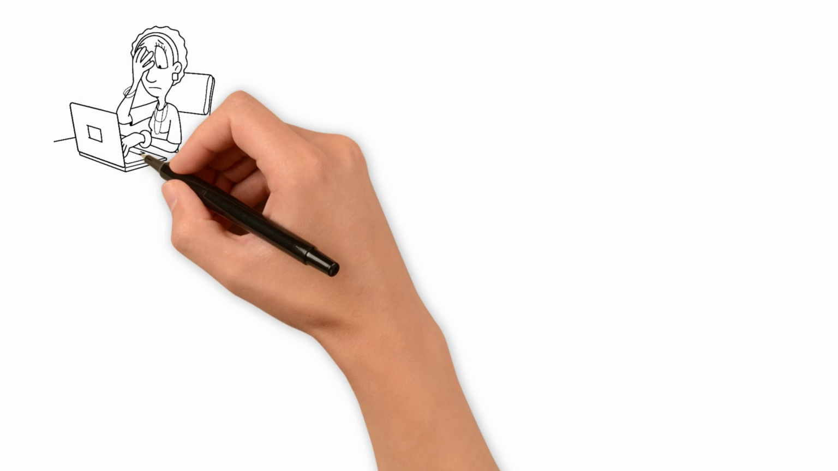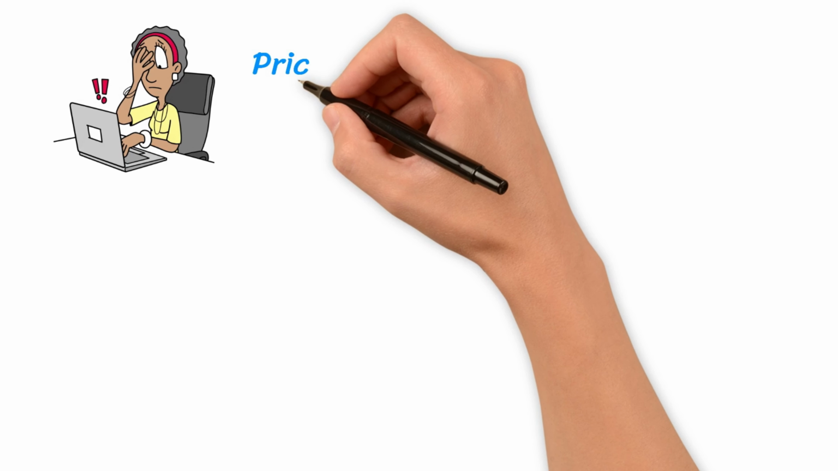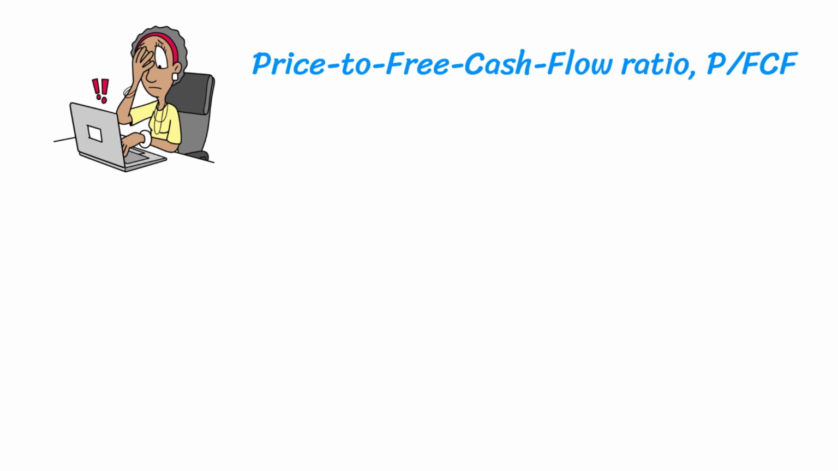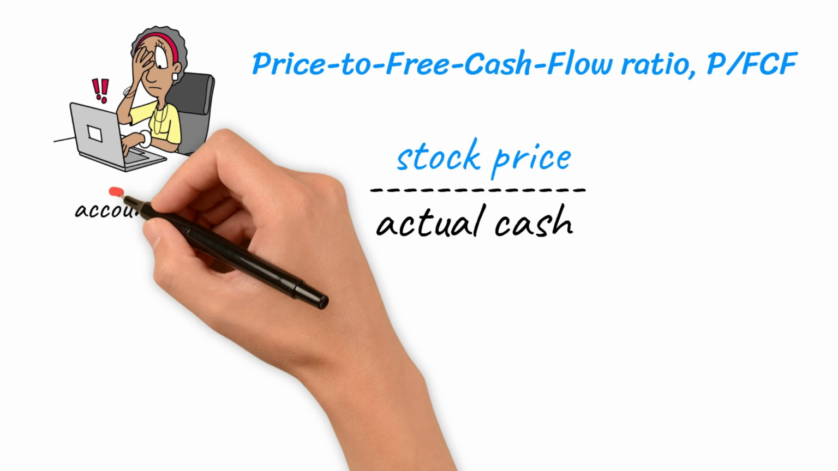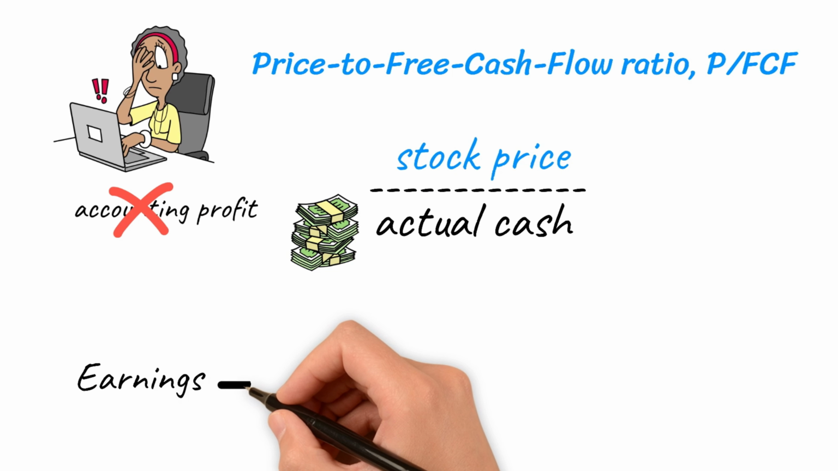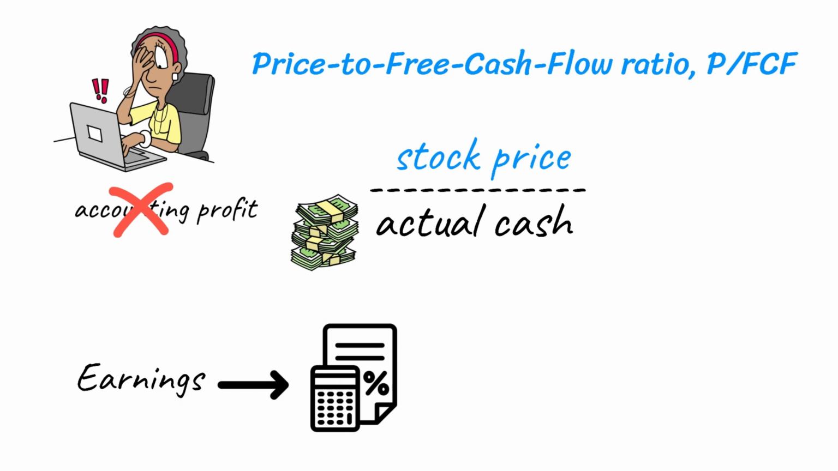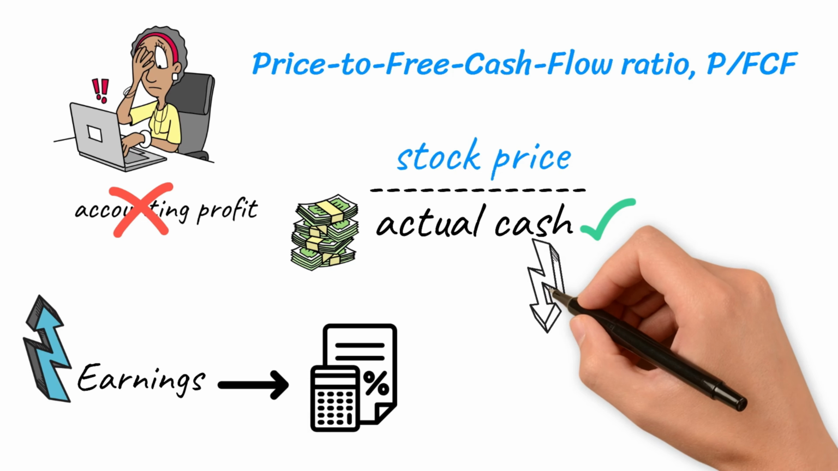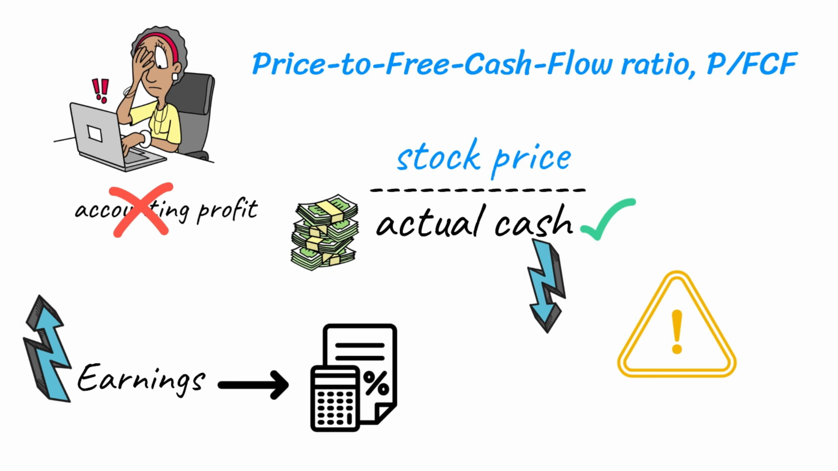Here's one that doesn't get nearly enough attention, the price-to-free cash flow ratio, P over FCF. This compares the stock price to the actual cash the company generates after paying for everything it needs to keep running. Not accounting profit, actual cash. Earnings can be shaped by accounting decisions. Cash flow is much harder to fake. If a company reports strong earnings but weak free cash flow, that's a warning sign worth investigating.